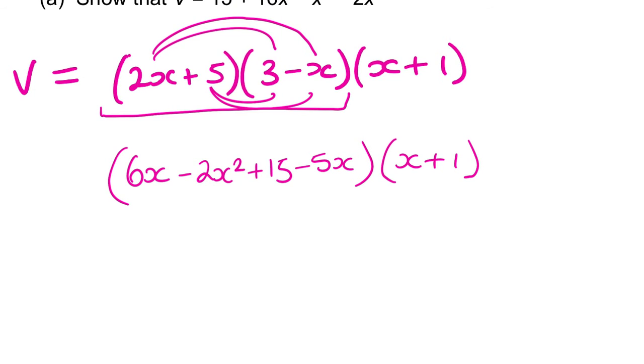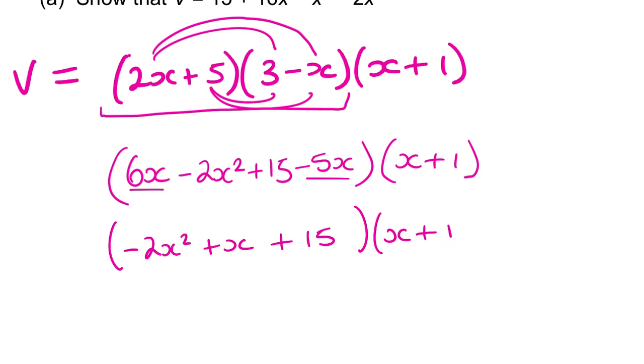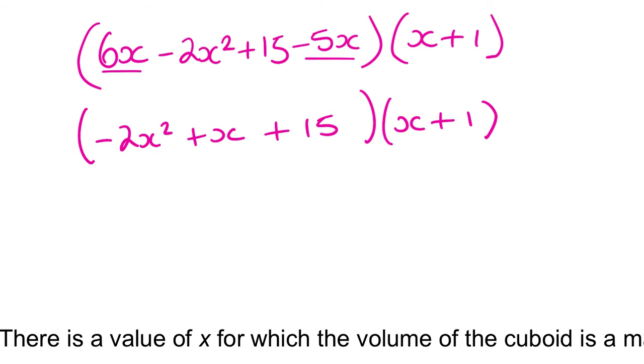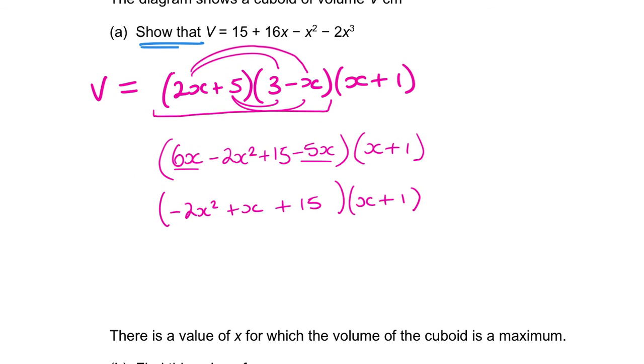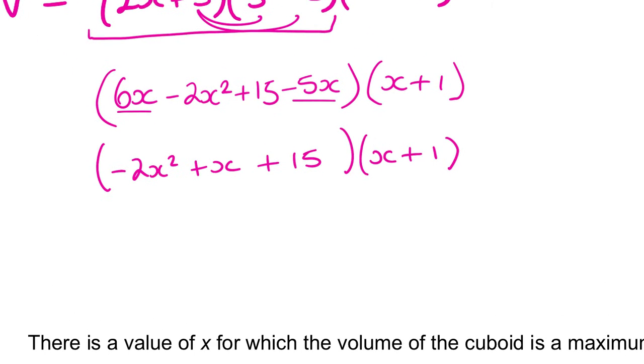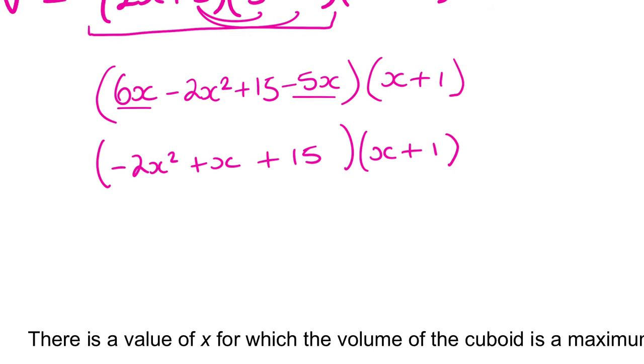And again, you could do this a different way, and that's completely fine. So I'm going to have minus 2x squared, 6x minus 5x is x, plus 15. And I'm going to multiply all this by (x + 1). Now, however you decide to do this next bit, it's completely fine, but you do have to show each step because it says show that. And if you ever have a show that question, we need to make sure we're showing each step. So you might have multiplied yours slightly differently, that's fine.